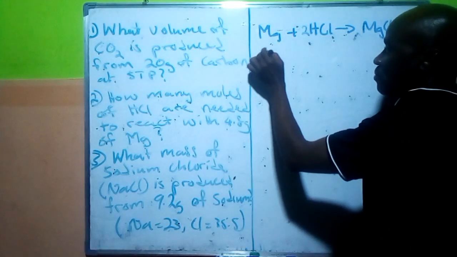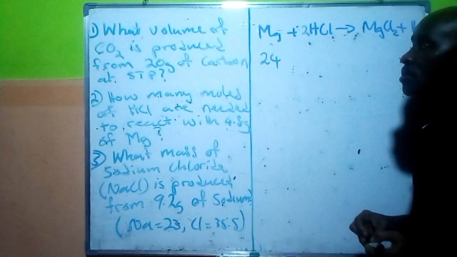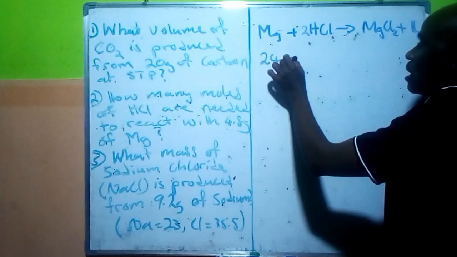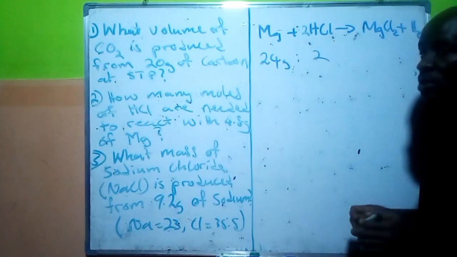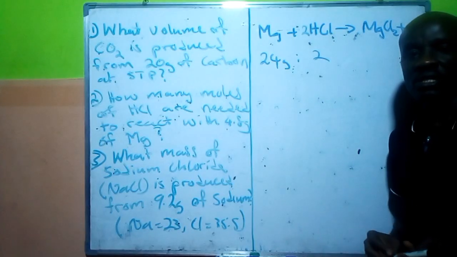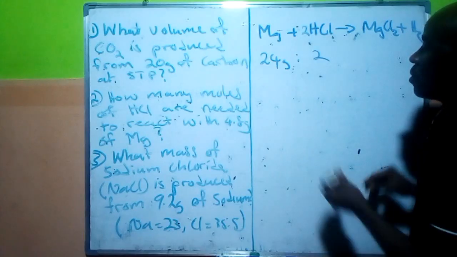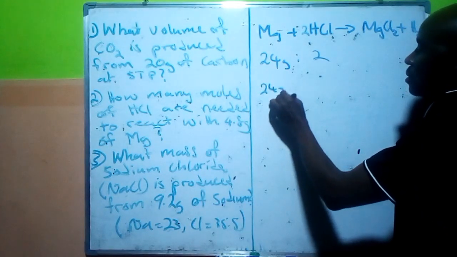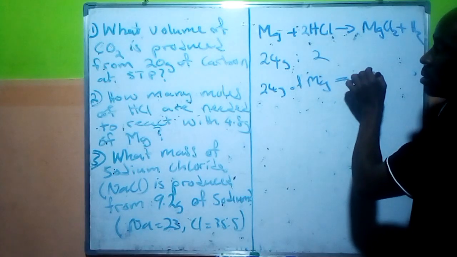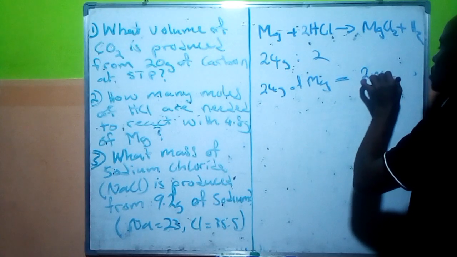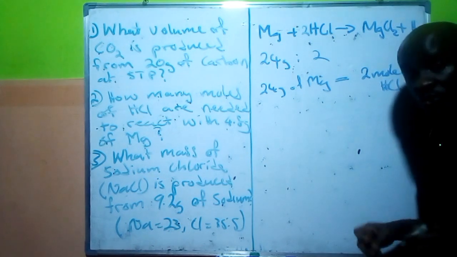Now here we have 24. Remember, the molar mass of magnesium is 24. So we say 24 grams, and then here we have 2 moles because we are dealing with moles now. That's one of the ways to make it easier and fast for you. So since this is what we're looking for, it means that 24 grams of magnesium will give us 2 moles of what? Hydrochloric acid. That's what it will require.